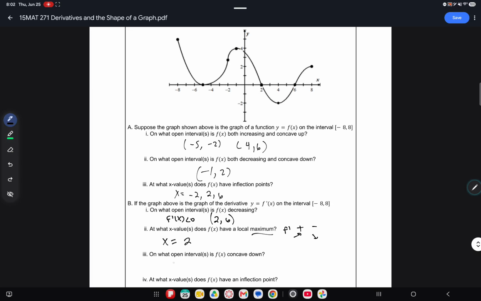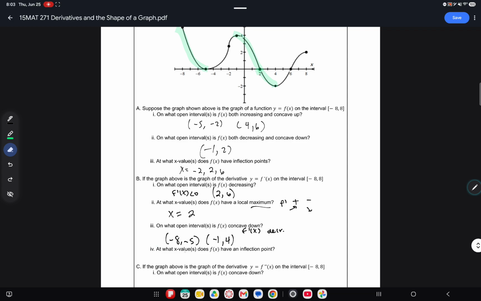Then it's asking what intervals is the function concave down. This is where the derivative is decreasing. So we are decreasing here, here. So that's going to be from -8, not infinity, to -5. And -1 to, oh my gosh, we're still decreasing there. So -1 to 4.